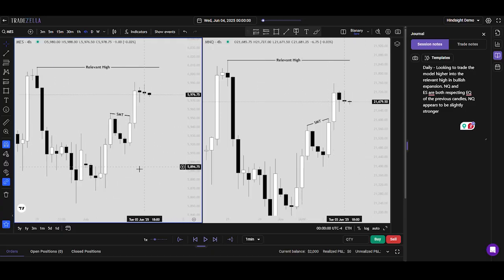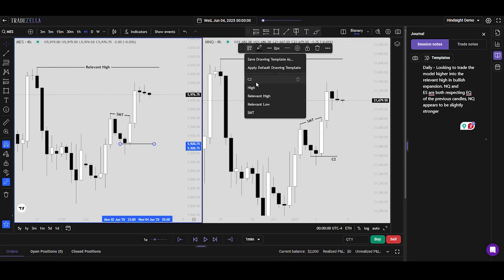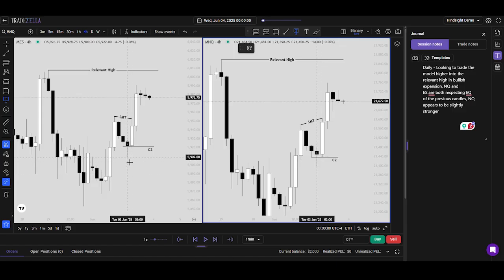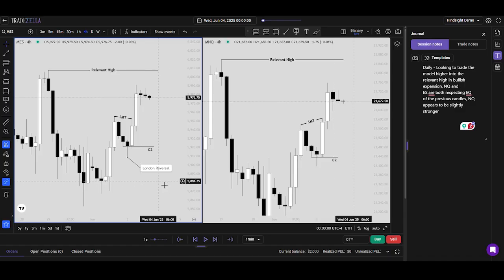What else do we see? This is the opening London candle. This is forming a London reversal and a New York continuation, it looks like. So this is actually a valid C2. I can go ahead and mark this out as it being a London reversal because that is important. And then this is the New York continuation.